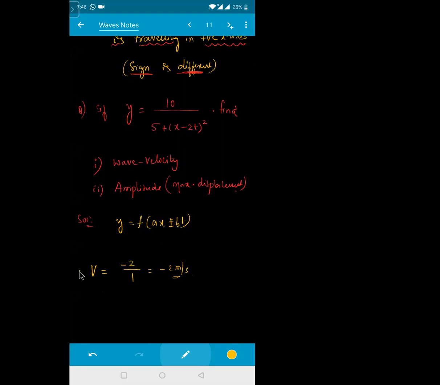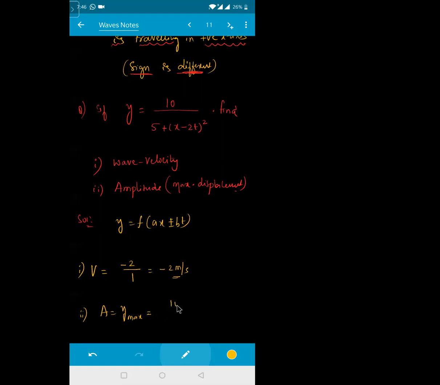Now, second question. What is the second question asking? Amplitude. What do you mean by amplitude? Maximum displacement, that is y max. Now see, this value will become maxima when, beta? When x minus 2t is how much? Minima. Isn't it? See here, y will become max.